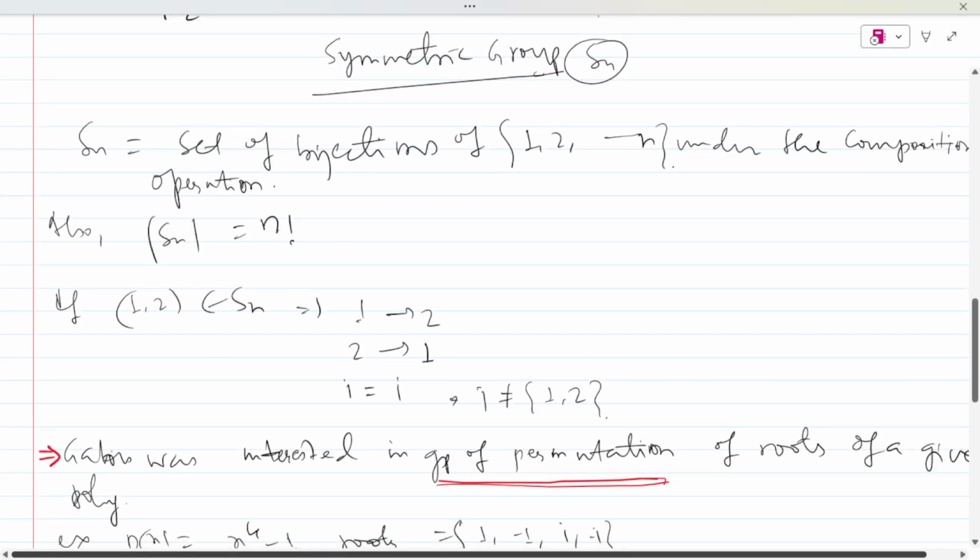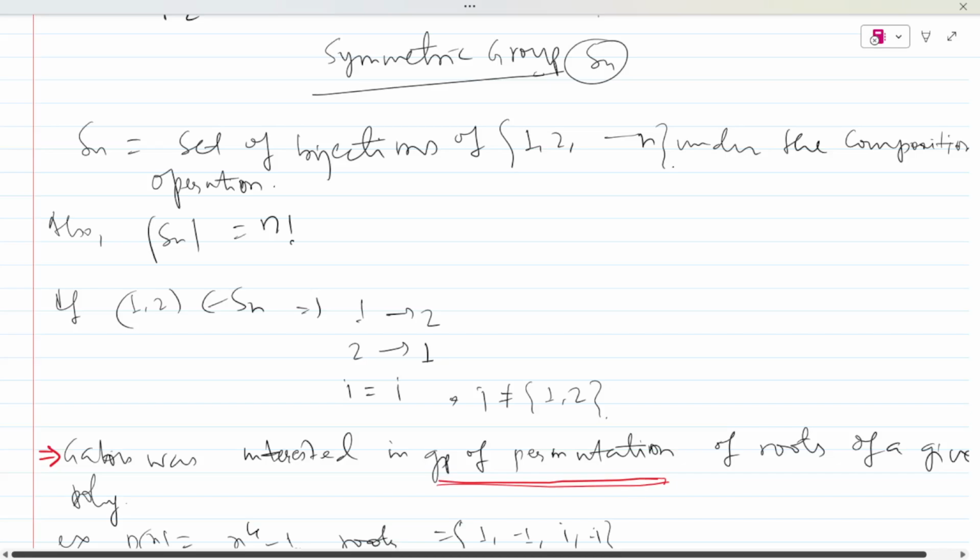And what is Sn? Sn is the set of bijections on the symbols 1 to n under the composition operation. So here the operation will be composition of functions, and you already know what composition between functions is. After that, we will see that the order of Sn is nothing but n factorial, because there are n factorial one-one and onto functions from n symbols to n symbols.